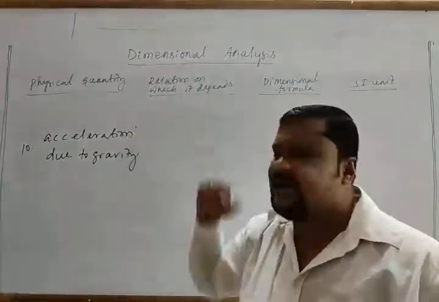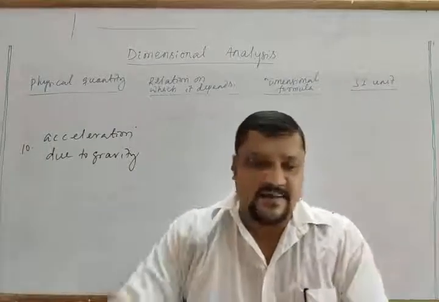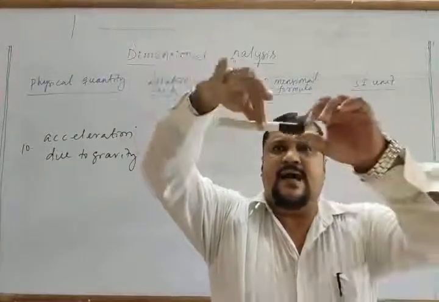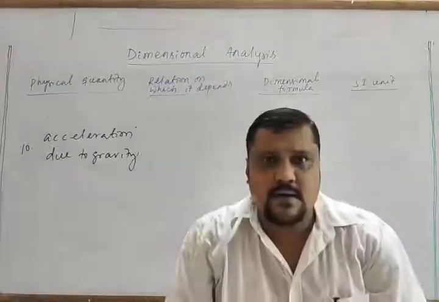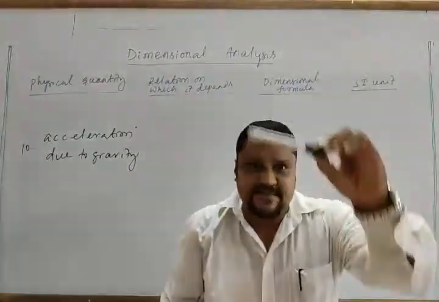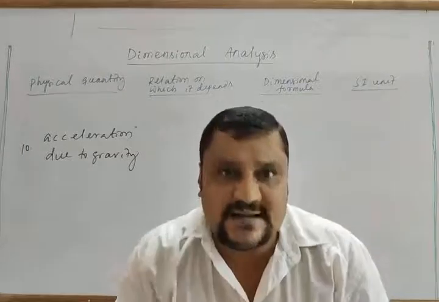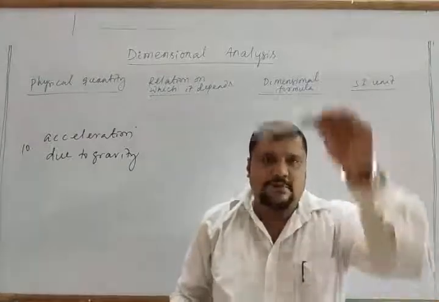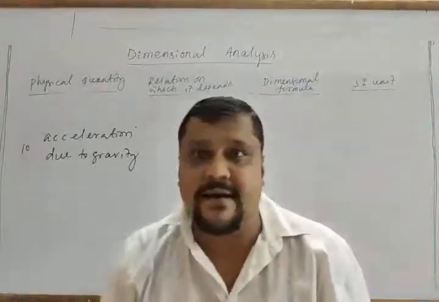But acceleration due to gravity means what? With what acceleration does a freely falling body fall? If I leave the body from this side, it will fall. If it falls, its velocity is changing with respect to time, so it is an acceleration. So what is that acceleration called? The body is attracted by Earth with a force. With what acceleration is it moving? That is called acceleration due to gravity.